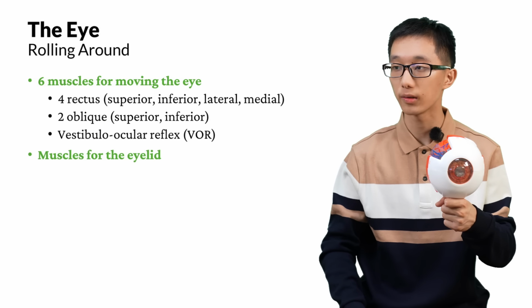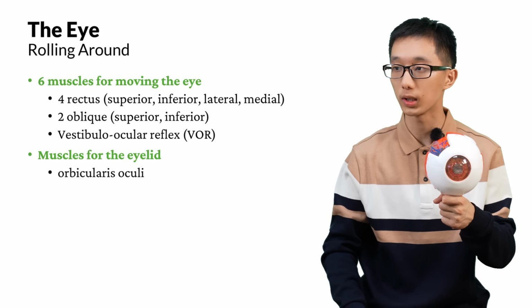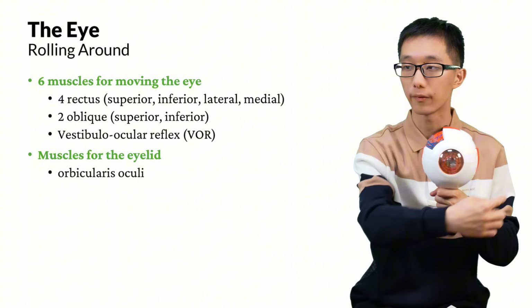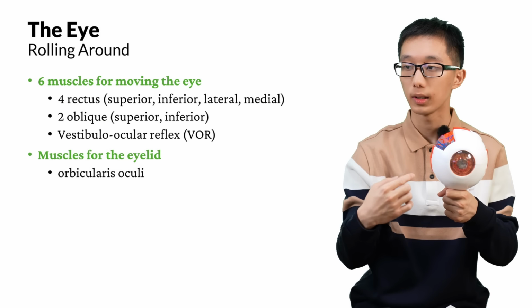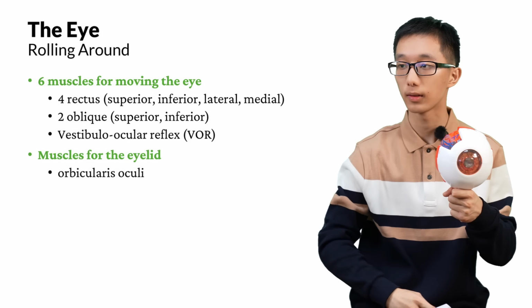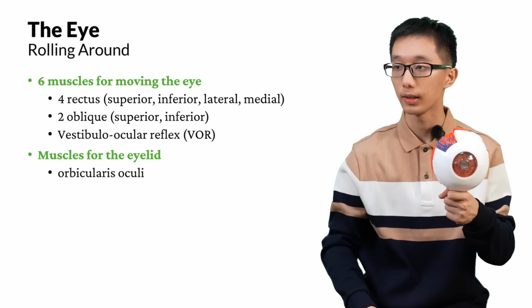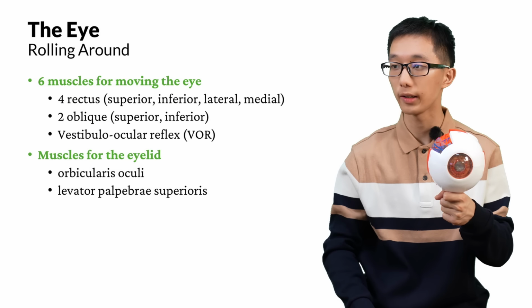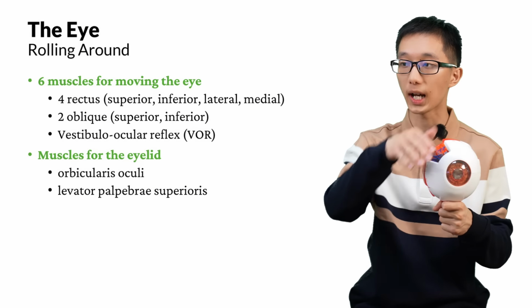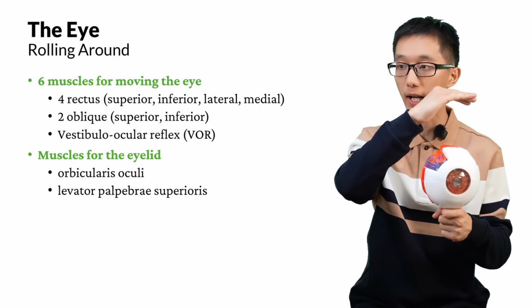There are also some muscles that control the movements of the eyelid. For example, the orbicularis oculi is a muscle that surrounds the frame of your eye. When it contracts, it closes the eyelid inwards. In contrast, the levator palpebrae superioris muscle is a levator. That means it is a lifter. It lifts your eyelid upward, opening your eye.